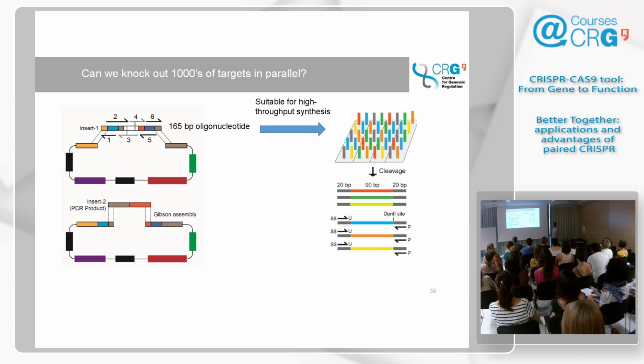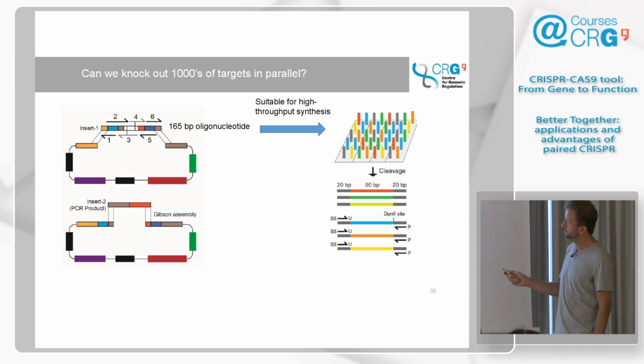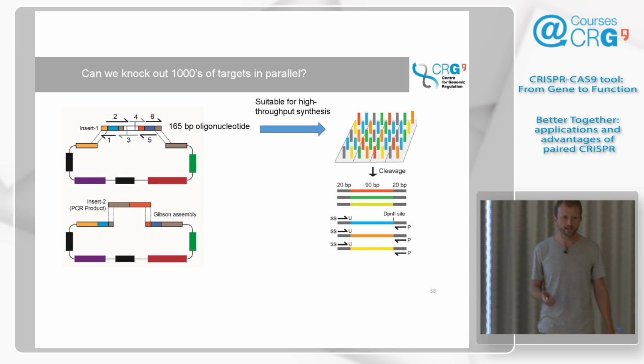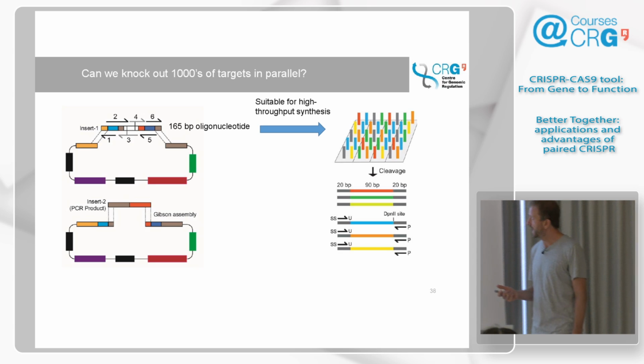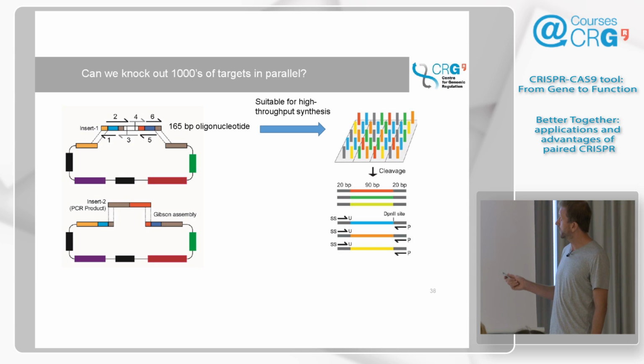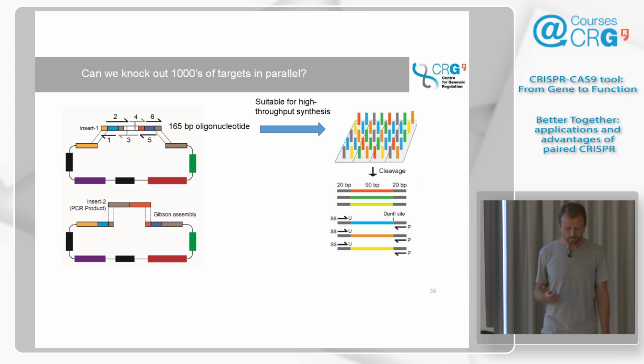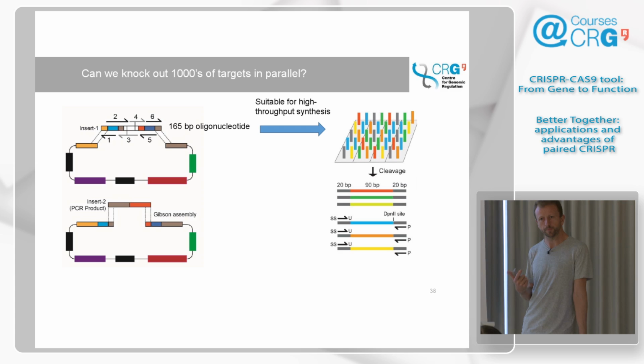It's precisely for this reason. So as I told you before, all of the variable sequence in DECO is in this first 165 nucleotide fragment. The reason we chose it to be this size is because it's suitable for high throughput oligosynthesis. I think Mark mentioned this yesterday. You can buy from companies, or you can do it yourself.